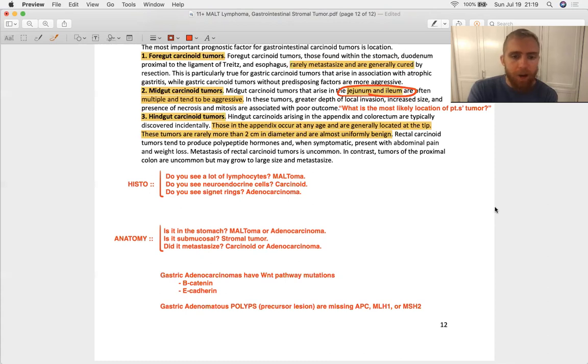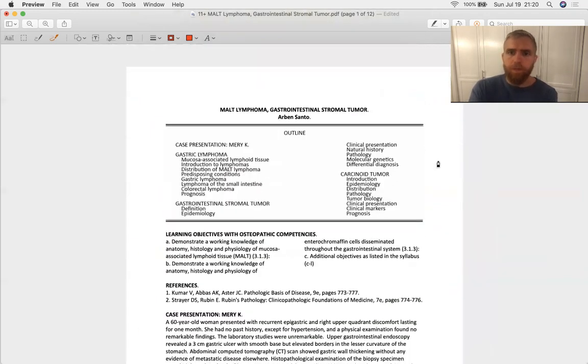And remember that adenomatous polyps are precursor lesions for cancer in the stomach, and that those are also associated with APC knockouts, loss of functions, as well as loss of functions in the tumor suppressor genes MLH1 and MSH2. So 3 suppressor genes right there for that polyp, which is typically the precursor lesion for the adenocarcinoma. So don't forget about those genes, and understand that the number 1 risk factor for a gastric cancer is Helicobacter pylori infection. That's it. Thanks for listening.